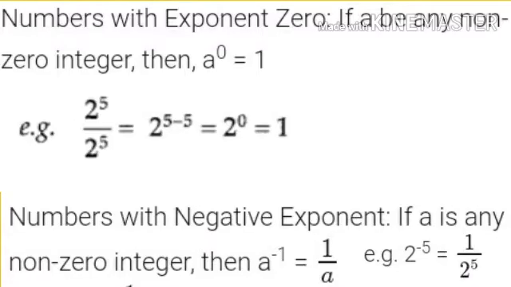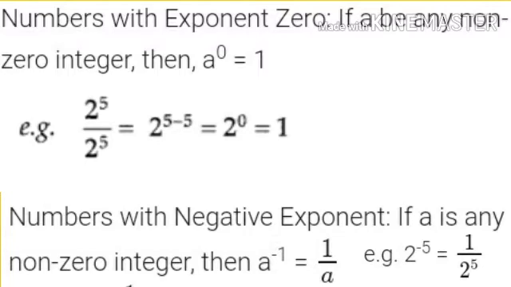Next, numbers with exponent 0. If a is any non-zero integer, then a raised to the power 0 is equal to 1. 2 raised to the power 5 upon 2 raised to the power 5 is equal to 2 raised to the power 5 minus 5, which is equal to 2 raised to the power 0, which is equal to 1. So, we can say that any number except 0 raised to the power or exponent 0 is always 1.